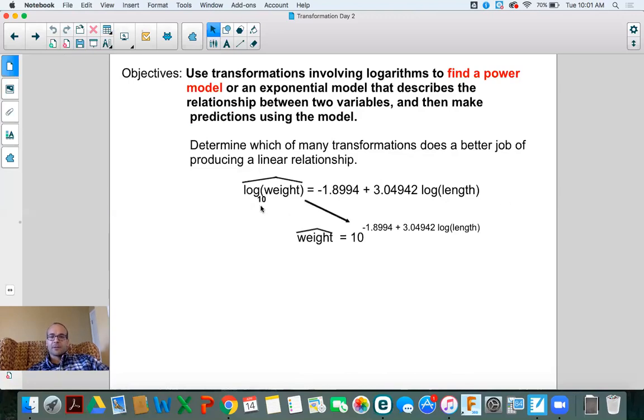Well, the first thing we're going to do is we're again going to change form from a log expression to an exponential one, where 10 is your base, this side of the equation is your exponent, and weight, predicted weight, is your other side of the equation, is your power.